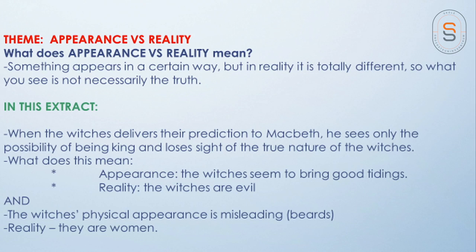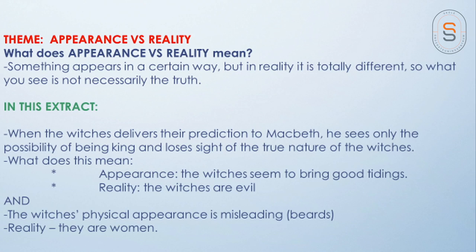A theme that is evident in this scene: appearance versus reality. First of all, what does appearance versus reality mean? Something appears in a certain way, but in reality it is totally different. So what you see is not necessarily the truth. In this extract, when the witches deliver their prediction to Macbeth, he sees only the possibility of being king and loses sight of the true nature of the witches.